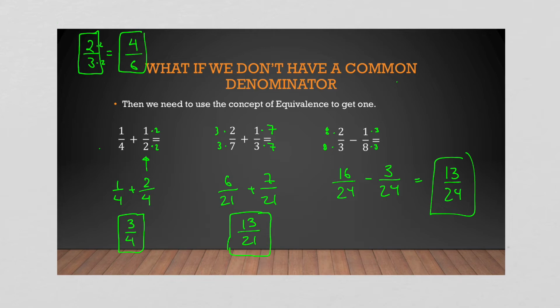So a lot of times people freak out when it comes to adding and subtracting fractions, but it's steps. Step 1, common denominator, yes or no. If not, use equivalence, right? Use equivalence. And then you have a common denominator. Then you're just adding and subtracting together numbers. So be confident and try.